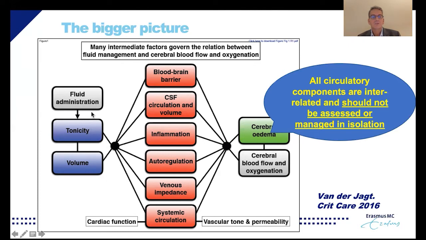And this relation between fluid management and hemodynamic management and the brain are these factors, among others. So the CSF, inflammatory response, autoregulation, venous impedance, systemic circulation, which is determined by vascular tone and permeability, and also by cardiac function, and of course the blood-brain barrier. And all these factors should be viewed in collaboration.